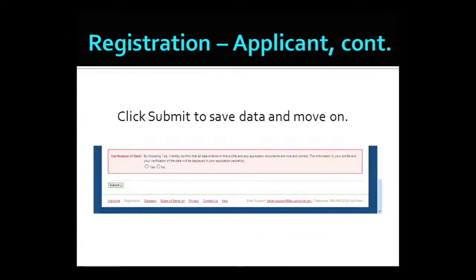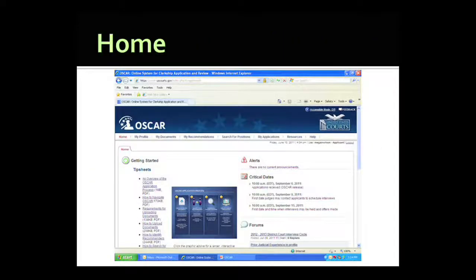When you get to the bottom, you'll see a pink Verification of Data box. Make sure that all of your information is correct, then choose the Yes option and click the gray Submit button at the bottom. If some of your contact information changes after you register or you find a typo, you'll be able to easily fix it later. Once you click Submit, you'll be taken to the home page for your account.